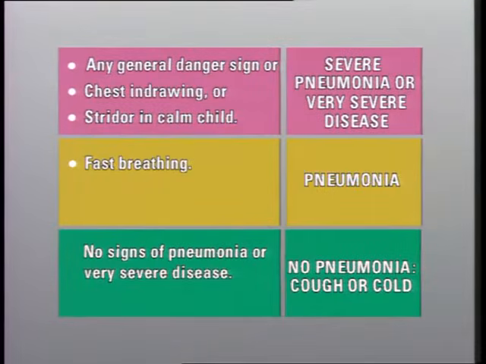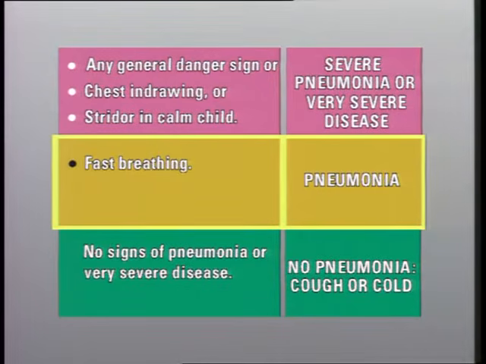First, look at the signs listed in the pink row. Faduma does not have signs of severe pneumonia or very severe disease. So we look at the next row down. Her sign of fast breathing puts her in the yellow row. Therefore, we classified Faduma as having pneumonia. We moved on to ask about diarrhoea.